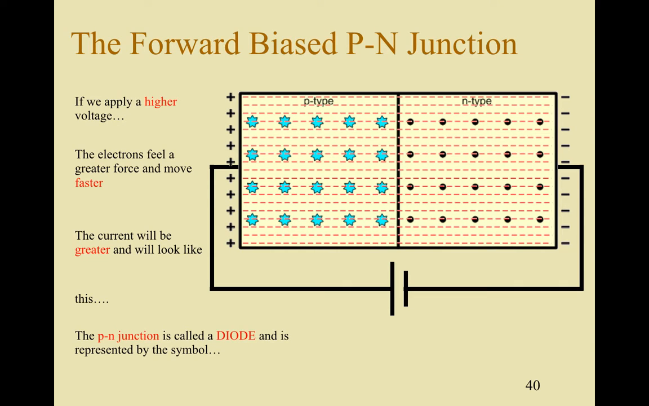Okay, we have a diode represented by this symbol. You need to know that that's the symbol for a diode, where the left side of that arrow is the p-type and the vertical line is the n-type side.